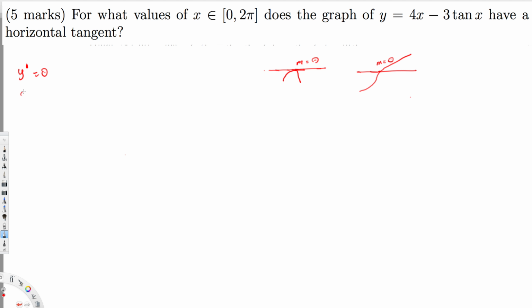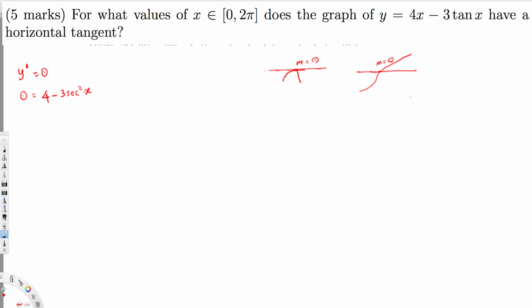So I have 0 equal to the slope. To find the slope I have to find the derivative. The derivative of 4x is just 4, because 1 multiplied by 4, and 1 minus 1 gives x to the power of 0. Anything to the power of 0 is 1. So it's going to be 4 minus 3 tan x, and the derivative of tan x is sec squared x, so I can plug that in: minus 3 sec squared x. This is the equation that is going to give the horizontal tangent.